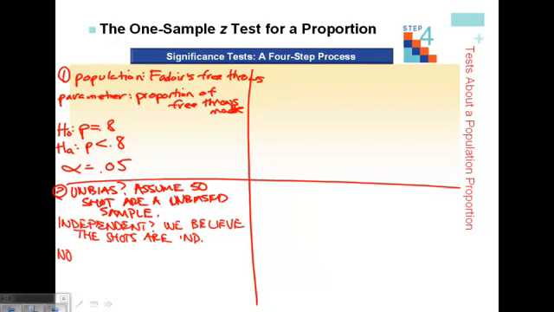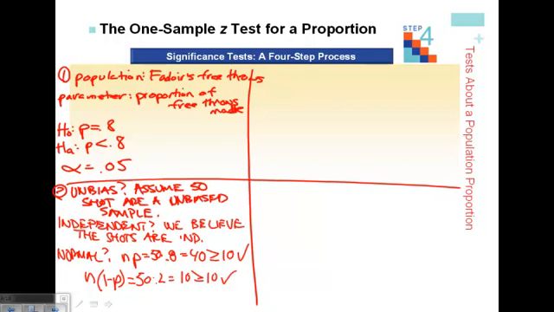And then last, we talked about normal. Does n times p, which means 50 times 0.8, which is equal to 40, is 40 greater than 10? We get a check mark there. Is n times 1 minus p, which is 50 times 0.2, which is equal to 10, is 10 greater than or equal to 10? So it looks like we meet all our conditions.